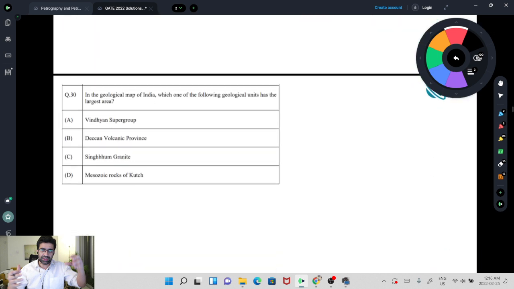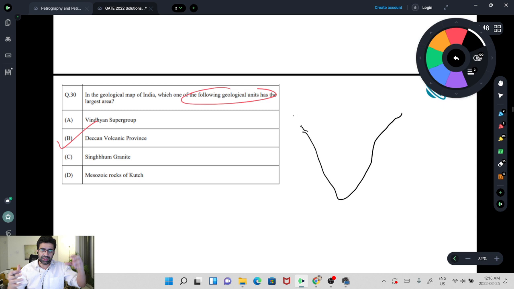In the geological map of India, which of the following units has the largest area? I think this is an easy question. Deccan Volcanic Province. If you know the map of India, this whole portion from here to even Gujarat, and even underwater also, this large portion, Andhra Pradesh, Madhya Pradesh, even some part of Rajasthan, this is all Deccan Volcanic Province.